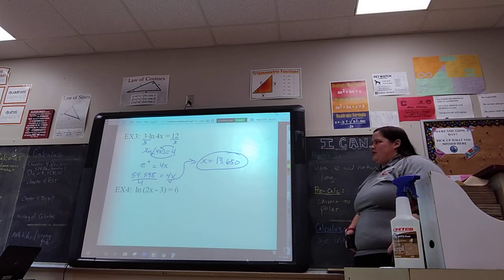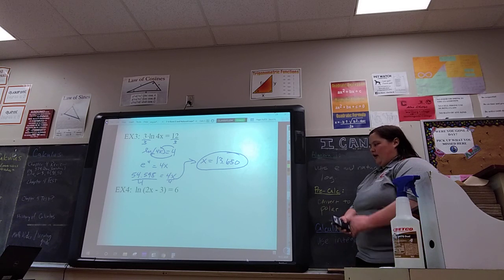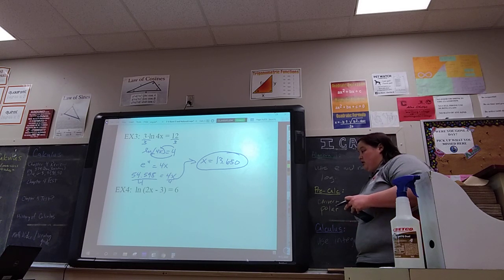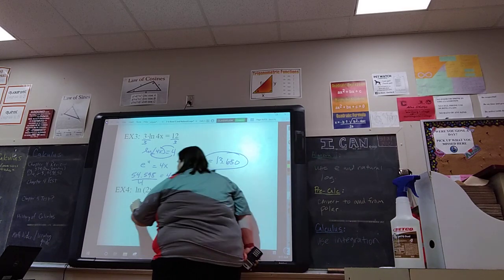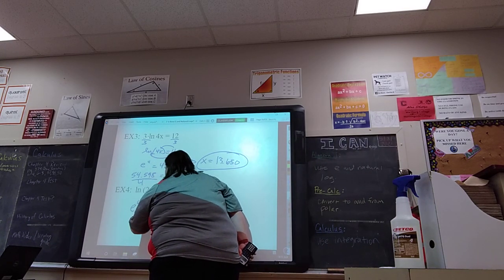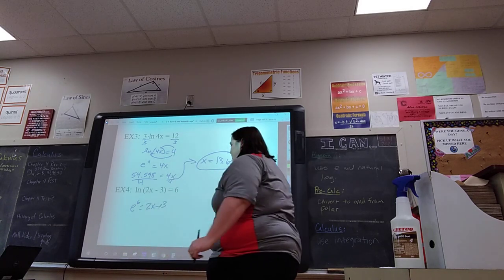This one doesn't have any extra numbers, so you don't need to worry about moving anything first. So what do we need to do? Rewrite it into E form. Yep, rewrite it into E form. So it's going to be e to the 6 equals 2x minus 3. So we need to solve out e to the 6.